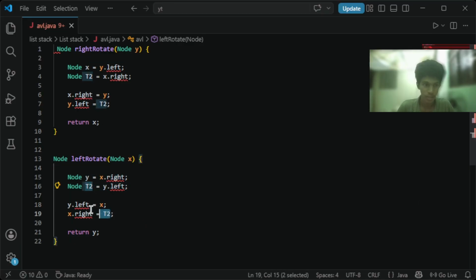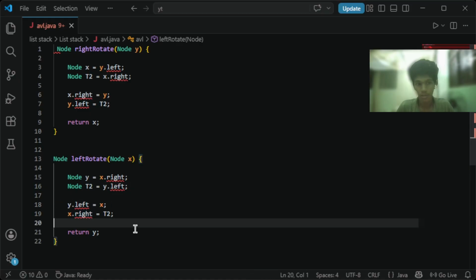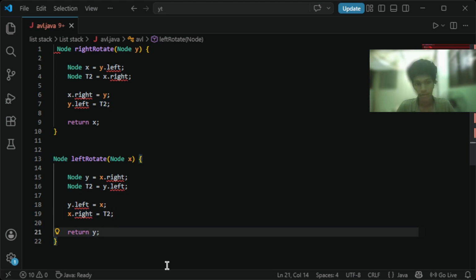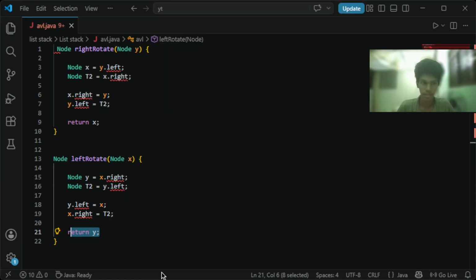Next, y becomes the new root, x moves to the left side, and t2 is attached back to x. Finally, the function returns y as the new root after rotation. This rotation restores balance while maintaining the binary search tree structure.